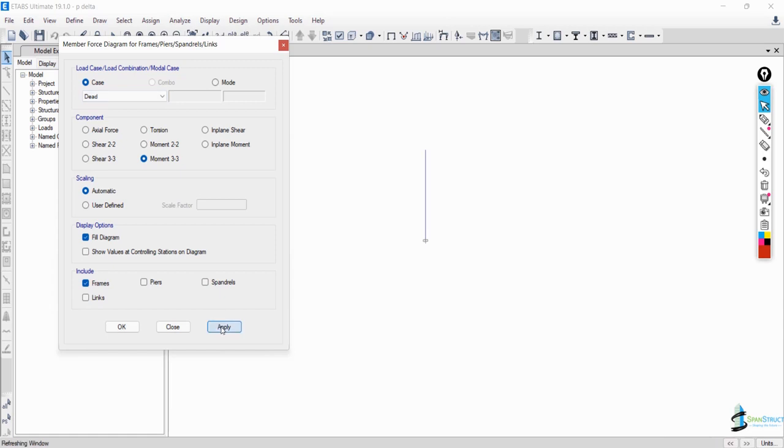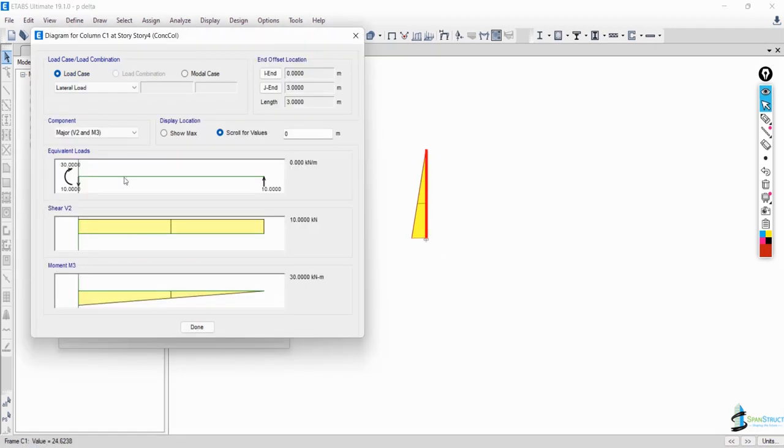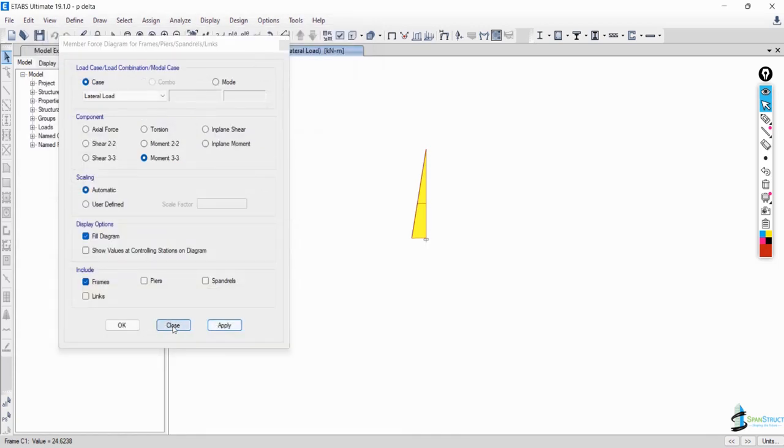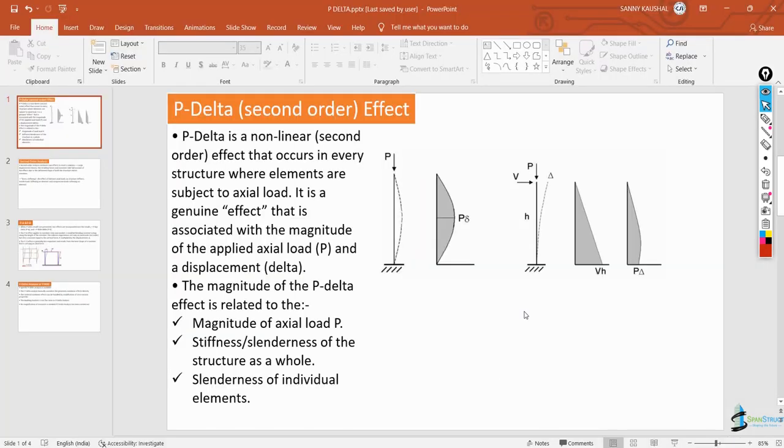If you look at the moment in the dead load, this will become 0, as you know that due to the dead load there will not be any moment created here. Now if you look at the same thing in the lateral load, there will be a moment of 30 kilonewton meter. The maximum moment will be at the base. Now you click done and close. The same thing we studied in the picture, we are getting here: the maximum moment is at the base only, and this moment is caused by the lateral load.